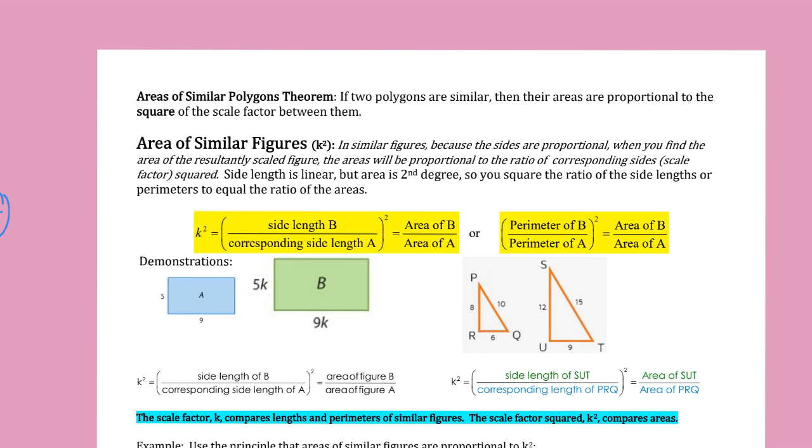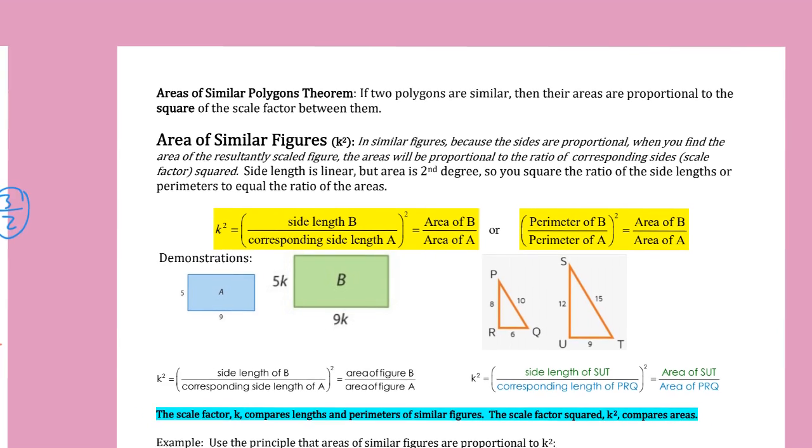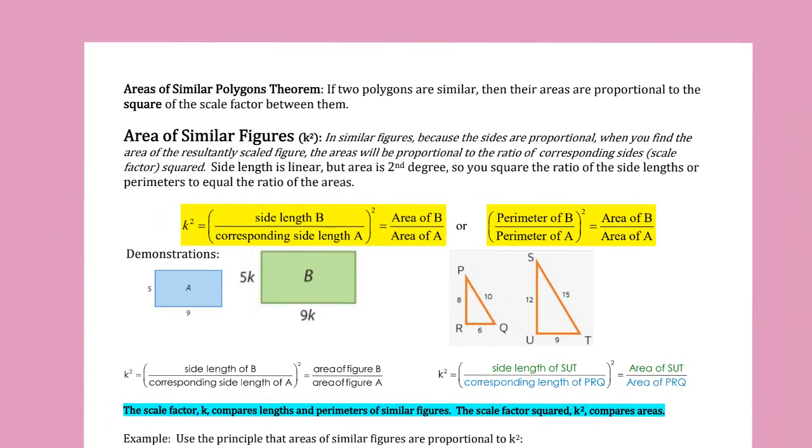And so it says in the directions, in similar figures, because the sides are proportional, when you find the area of a scaled figure, the areas will be proportional to the ratio of the corresponding sides squared. Okay, the ratio of the corresponding sides squared. Okay, what do you mean? Well, notice if you take the ratio of the sides, you have to square them to set them equal to the ratio of the areas, okay? Because they're not proportional at this point, okay?